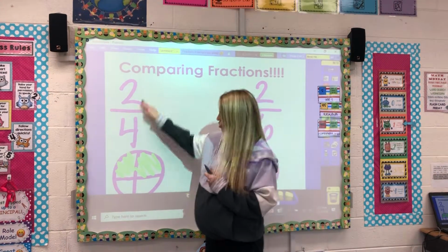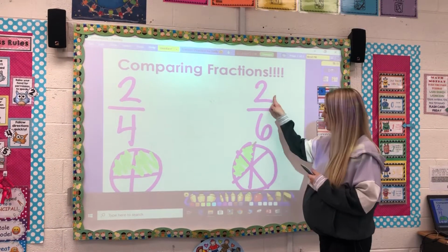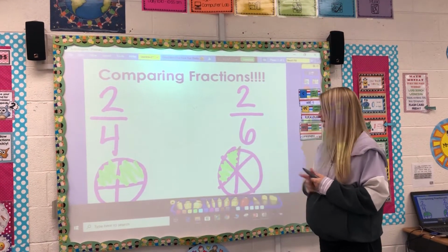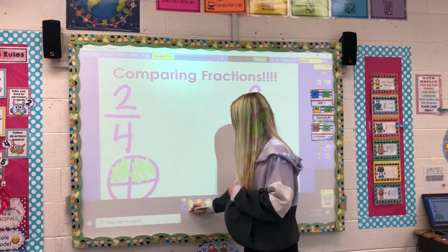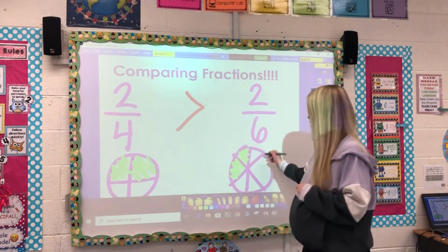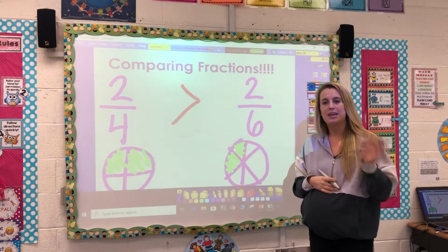All right, you have to look at your picture. We can see that 2/4 is the same as 1/2 of the pizza, whereas 2/6 is less than half. So when we're looking at the picture, we know that 2/4 is greater than 2/6. All right, we're gonna let you practice some on your own now.